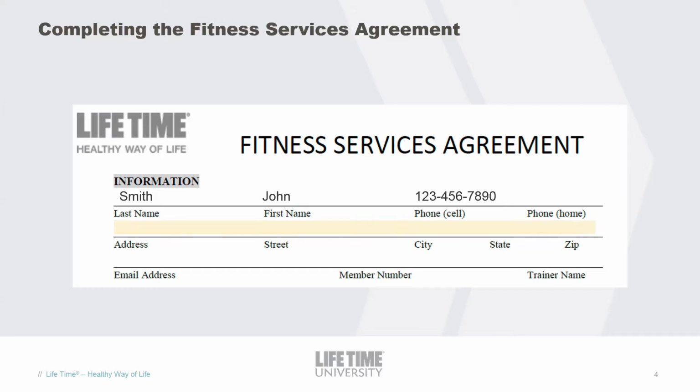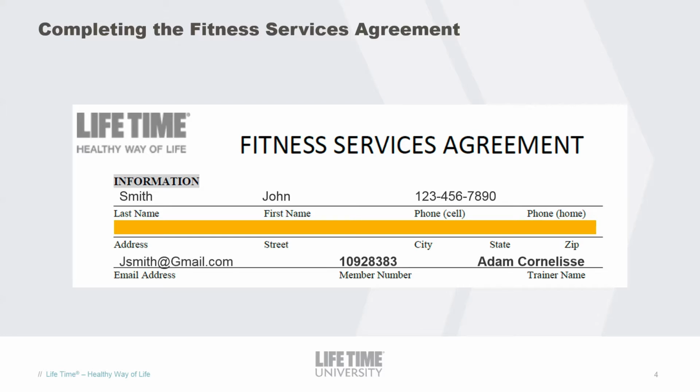There is a space for the member's address, but this is typically found in our member management system under membership details. You will also fill in the member's email address, and the most important item is their membership number. There may be more than one John Smith at your Lifetime location, and we do not want to charge the wrong one. Finally, you will fill in your name as the commissionable trainer.